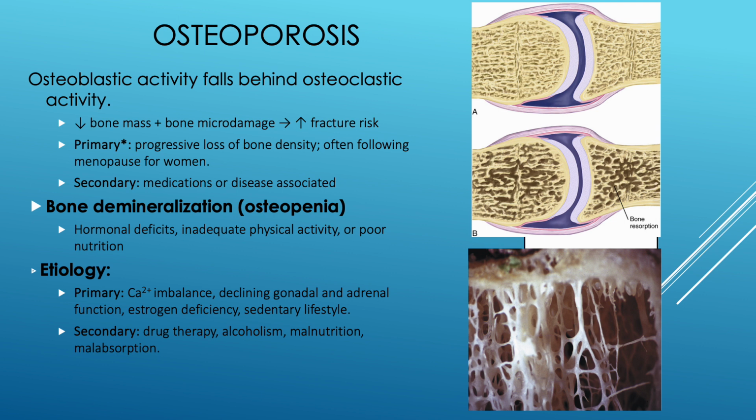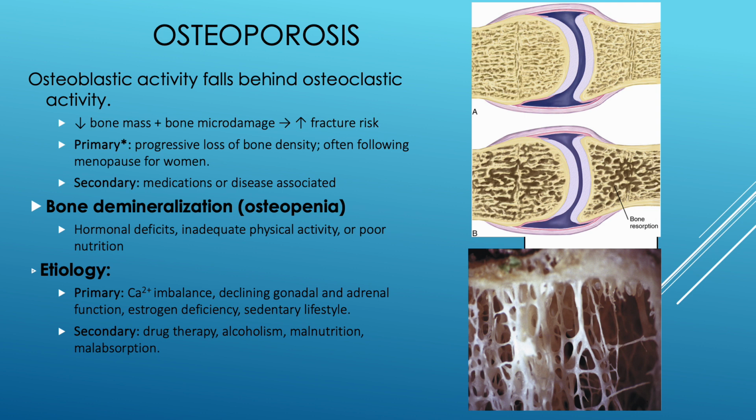Risk factors include hormonal status, so declining estrogen levels in postmenopausal women specifically increase the risk of osteoporosis. Heredity and genetics. Family history of osteoporosis can predispose individuals to the condition. Certain ethnic groups have a higher risk, and lack of weight-bearing exercises can contribute to bone loss.